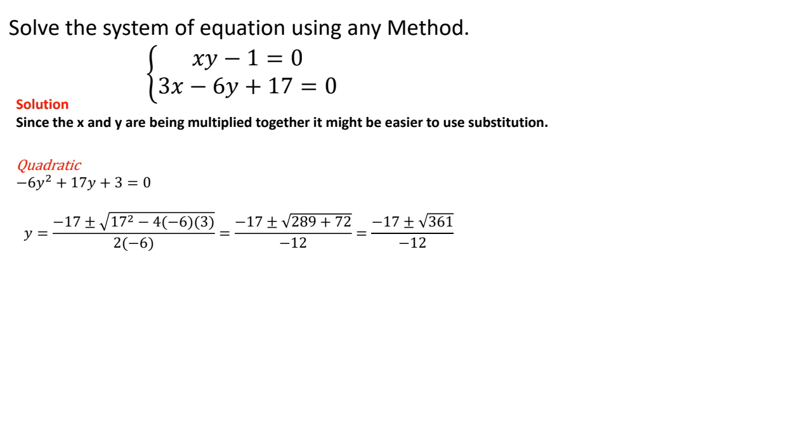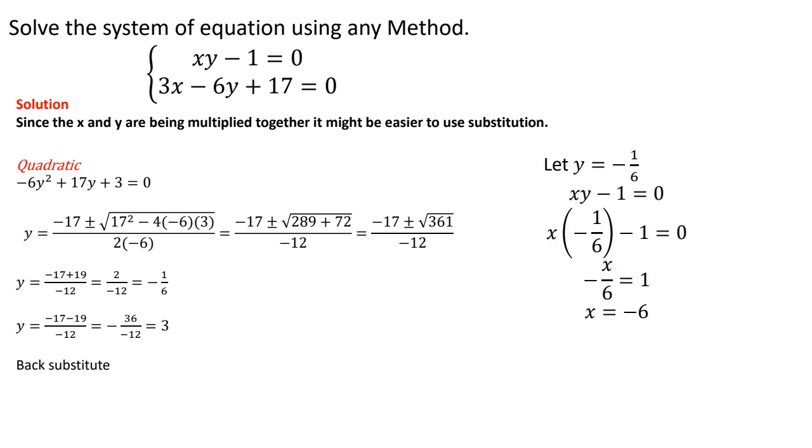So when I plug it into my quadratic equation, again, I have two answers. I have negative 1 over 6 and 3. I'm going to use backward substitution to get my x value. Okay? So we'll start with the negative 1 over 6, plugging it in. Again, I believe the easiest equation to use for backward substitution is that first equation, xy minus 1 equals 0. So when I do this, I have x equals negative 6.